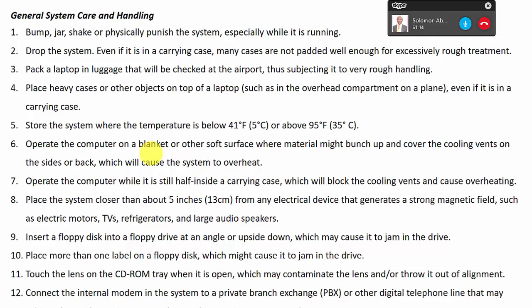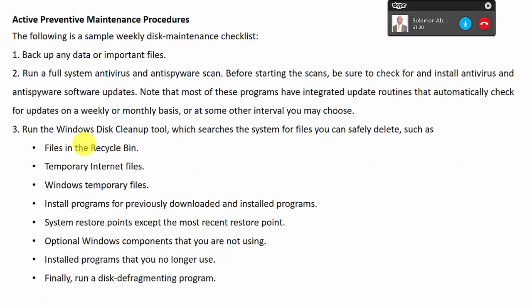Let us go to slide 6. Here I have maintenance that has to do with backing up data, running a full system antivirus and file scan, running Windows scan, Windows disk cleanup, like the recycle bin, temporary internet files, Windows internet temporary files, and installed programs of previously downloaded or installed programs.